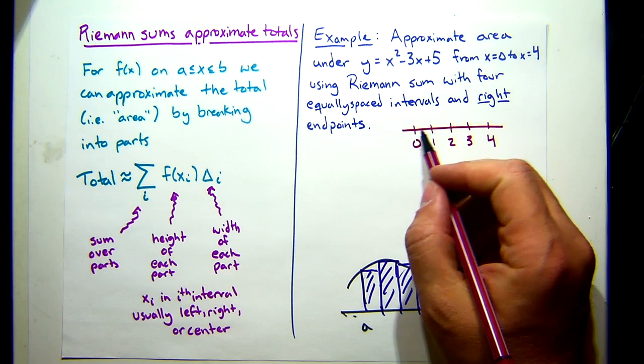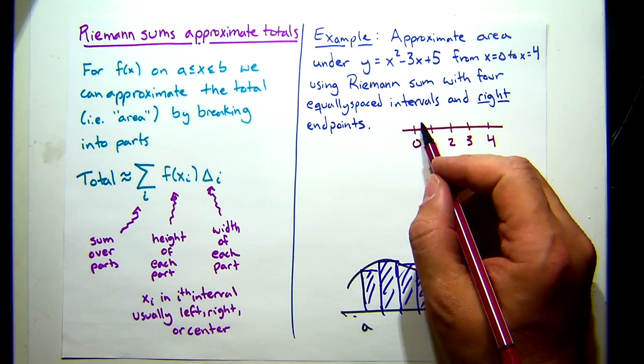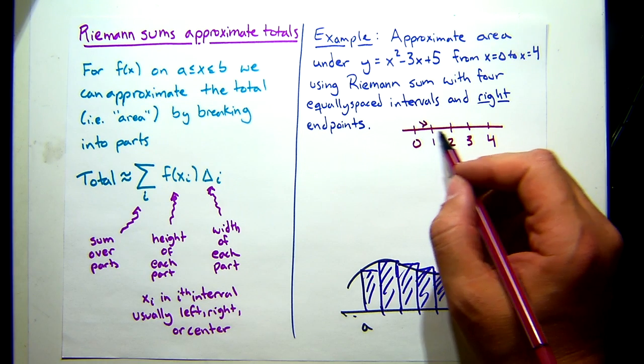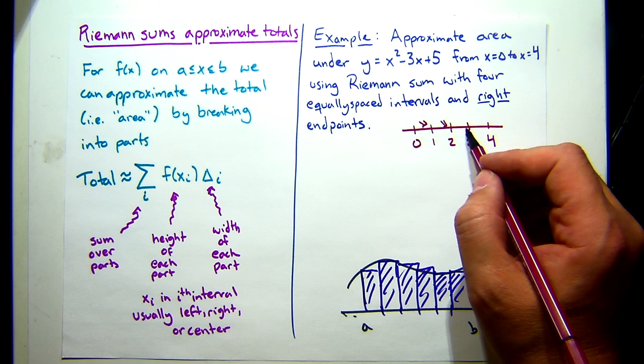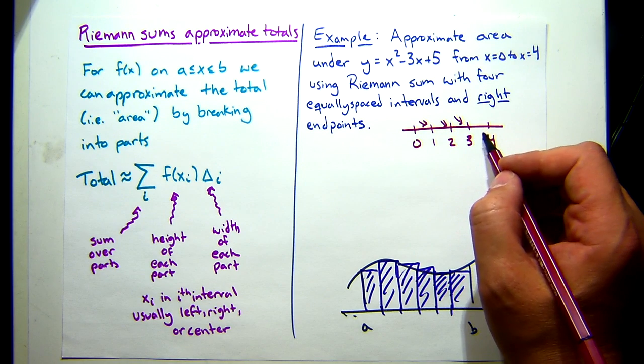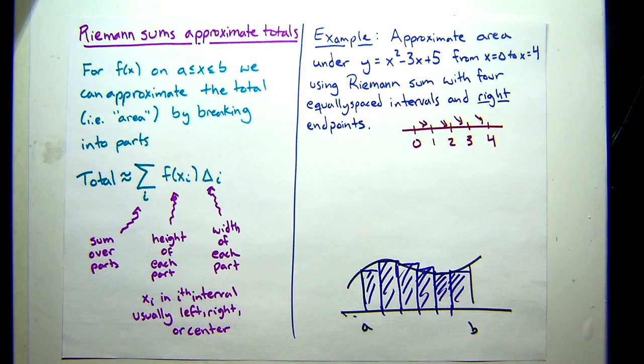Each one of them we have to pick 1 point. And now we're going to pick the right. So for example, for 0 and 1, which point do we pick? 1. For 1 and 2, which point do we pick? 2. 2 to 3, we pick 3. 3 to 4, we pick 4. So we're always picking the right.